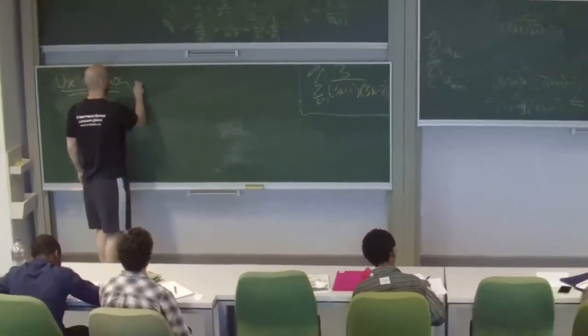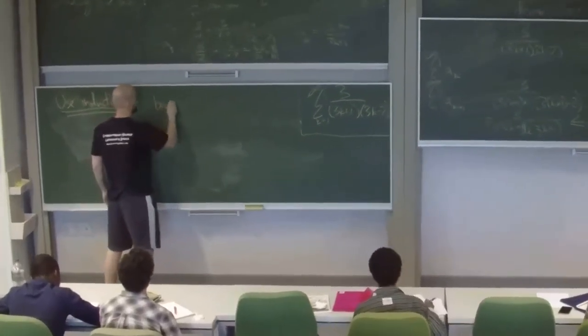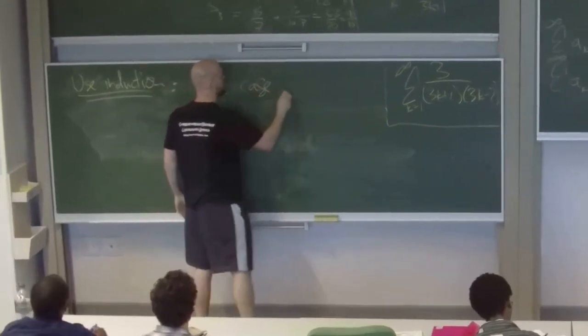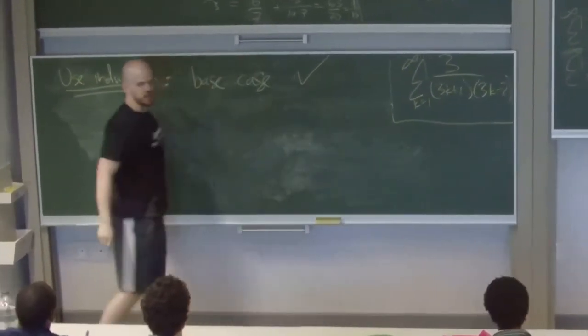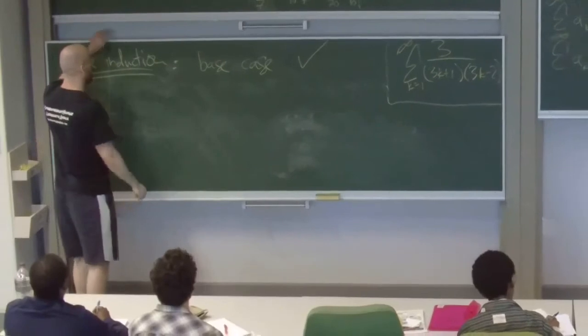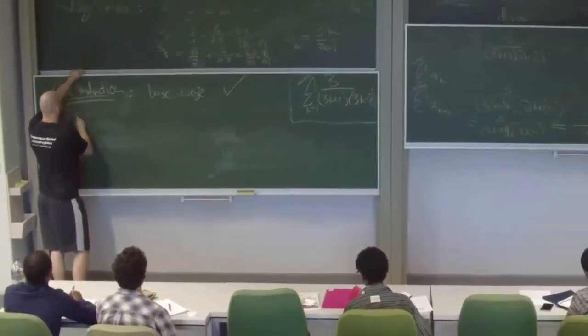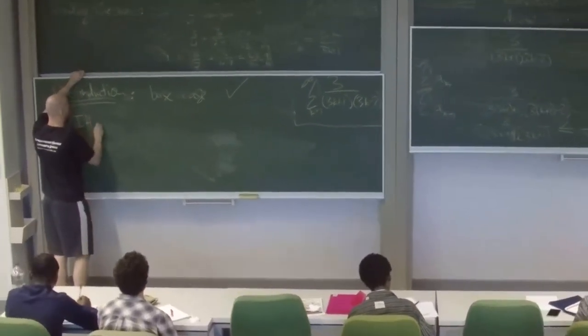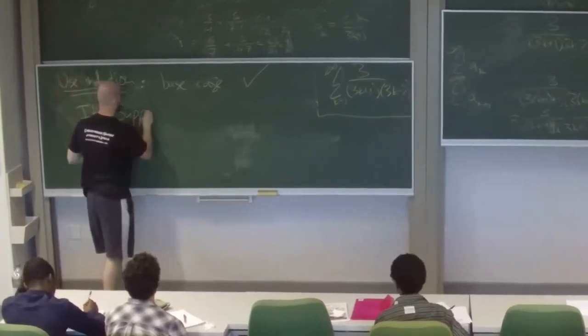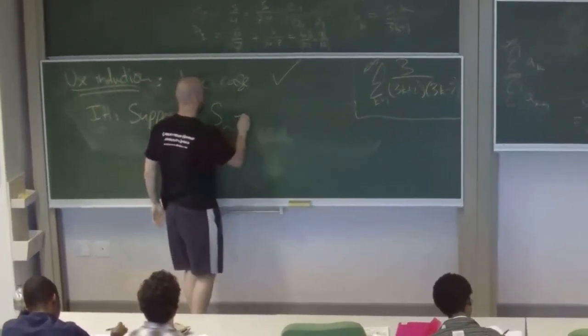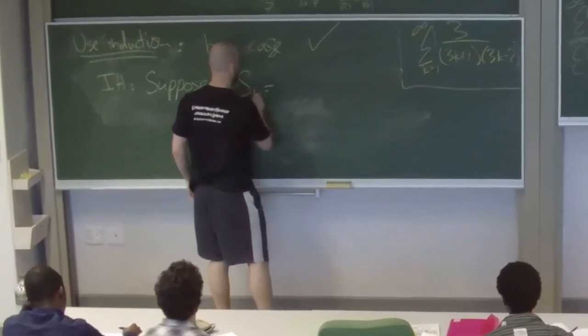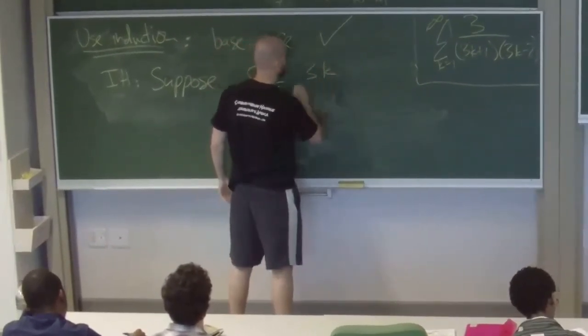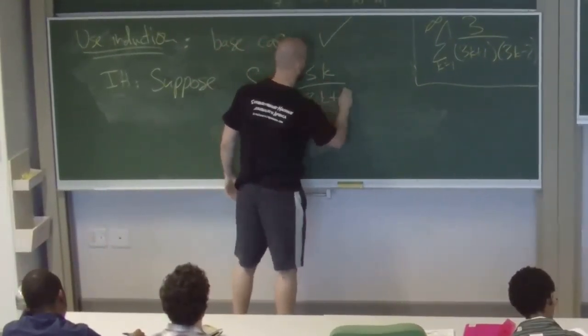Okay, base case. I just believe you can check that. We don't need to spend time on that. So induction hypothesis. Suppose Sk equals 3k over 3k plus 1.